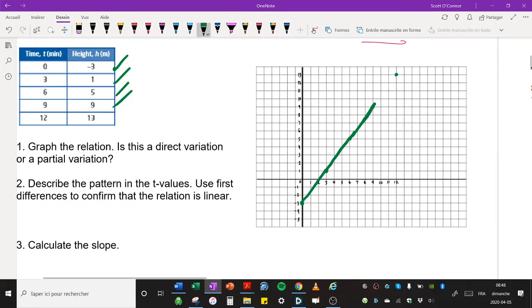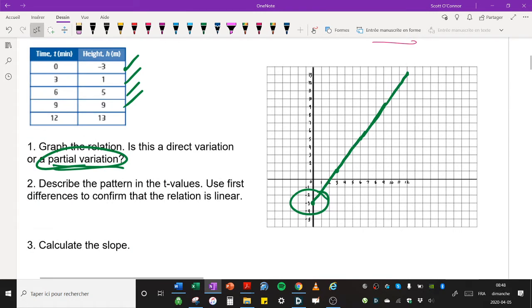Hopefully you have a ruler and can do it a little bit better than I can. Now we answer the question, is this direct or partial variation? We could see that it is partial variation because the line does not go through the origin. It starts below the origin in this case. Okay, so in this case, it would be partial variation. It says describe the pattern in the t-values. Use first differences to confirm that the relation is linear.